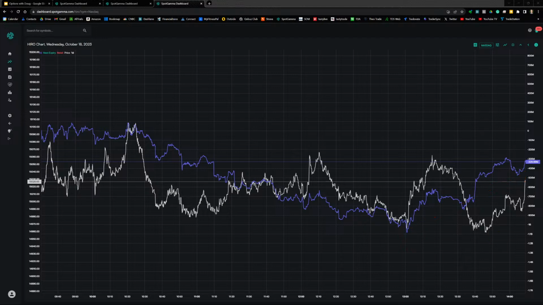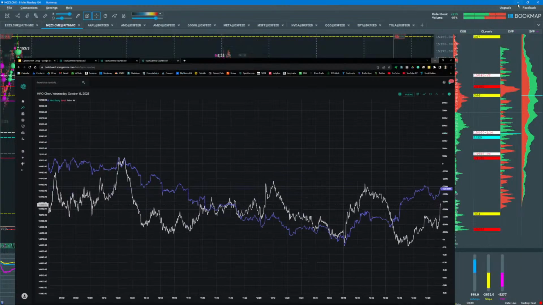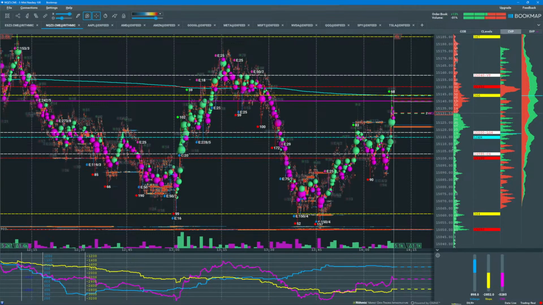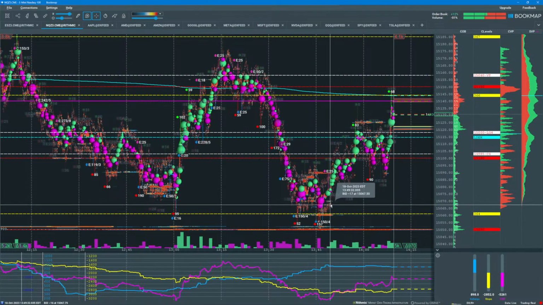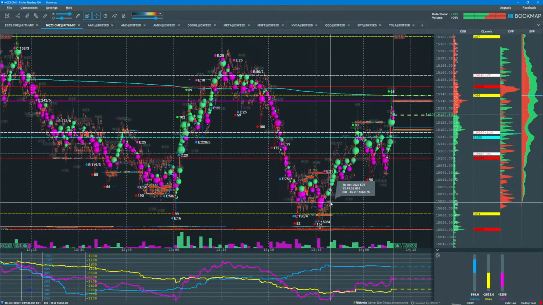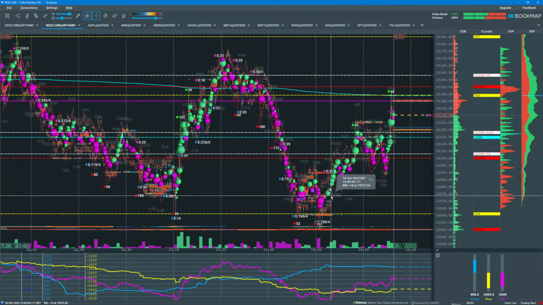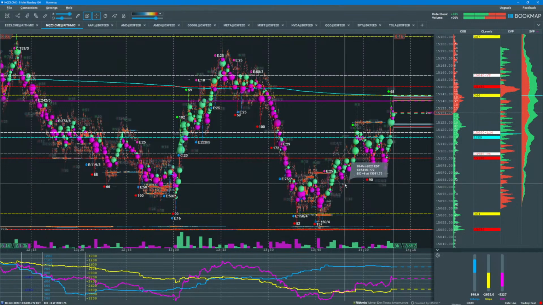Let's go back and take a look at Bookmap. So the reversal level was just above the QQQ 364 level. All right, let's take a look at some stocks.